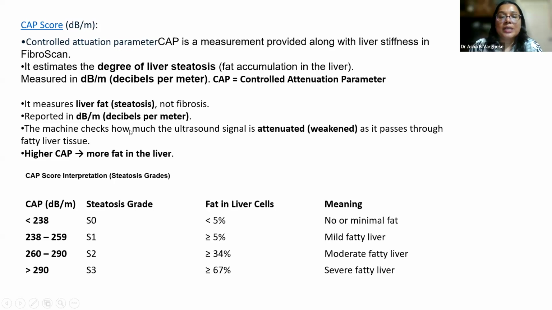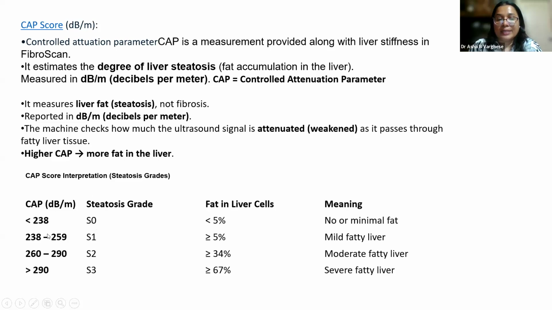The machine checks how much the ultrasound signal is attenuated, weakened, as it passes through the fatty liver tissue. It's a sound signal which has to pass through layers of your organs. If it is weakened or slowed, that shows there is lots of fat in your liver. Higher CAP, more fat in the liver.